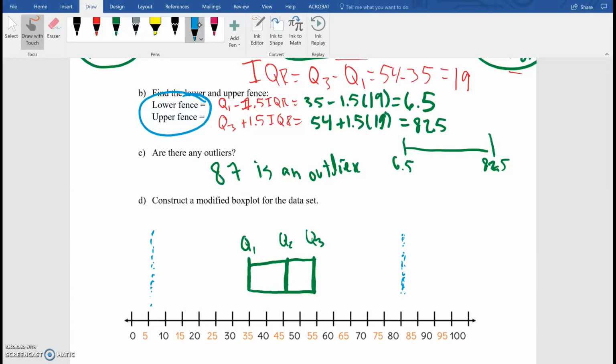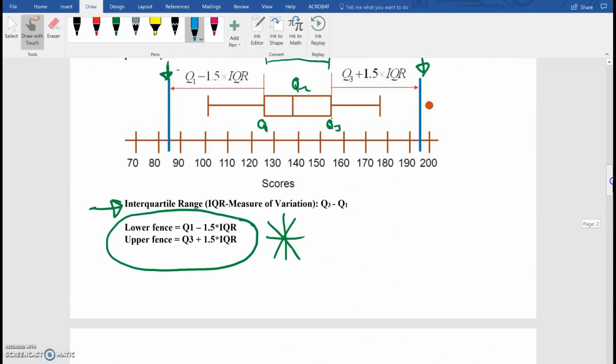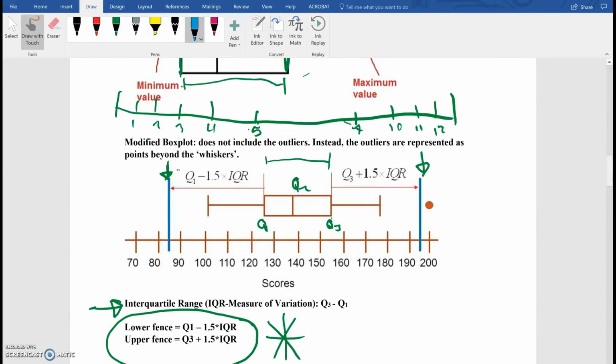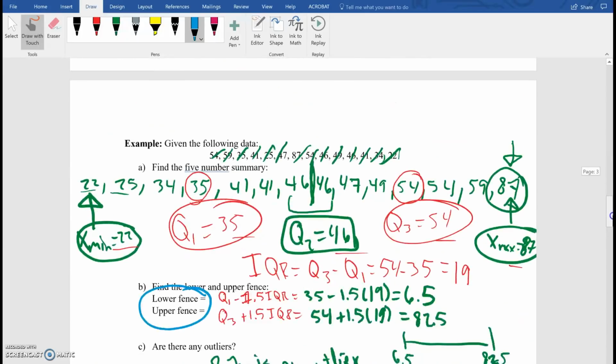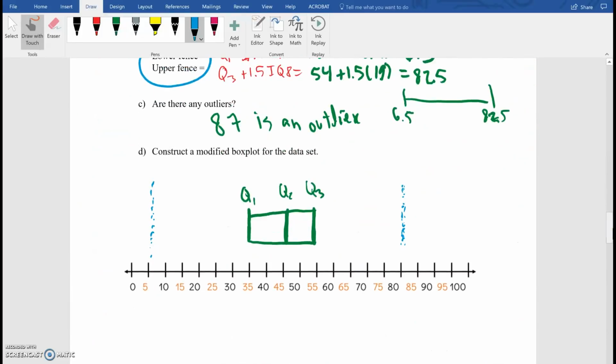Okay, now let's go ahead and graph the outliers first. Because the outliers are gonna be put as what? If you go back to the definition of a modified box plot, the outliers are just represented as points. Okay, so I'm gonna put the outlier. The outlier in this case was 87. So 87 is gonna be somewhere around right here, right? So here's my outlier. I'm gonna leave it there.